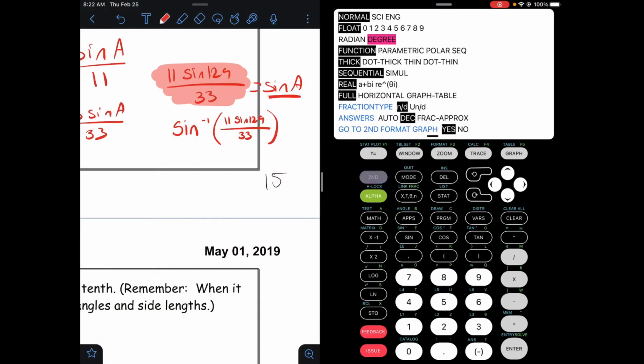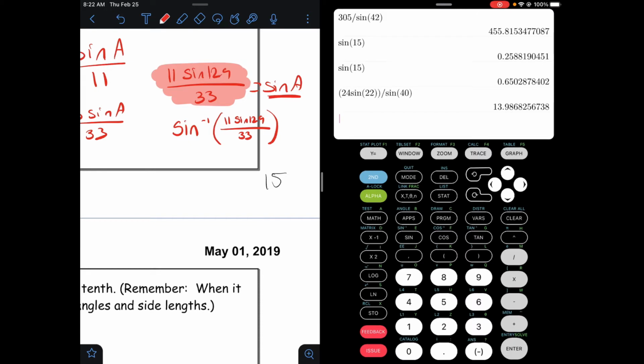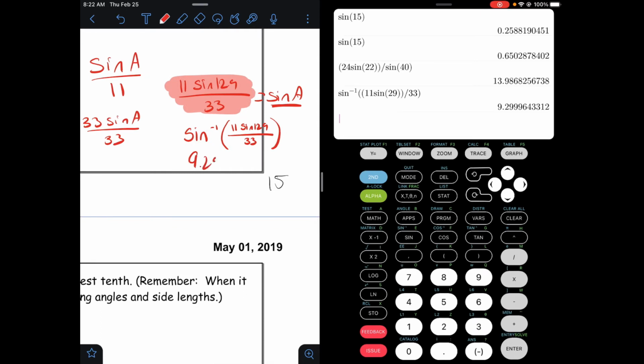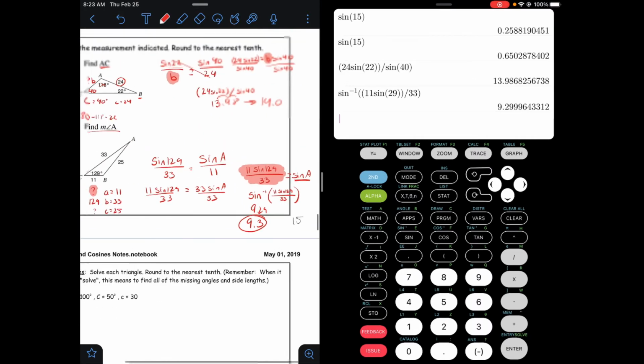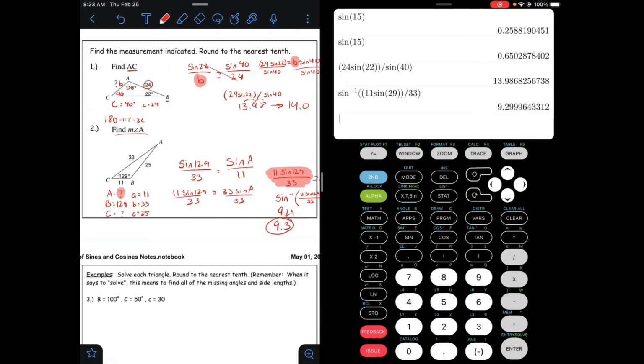Should make sure I'm in the right mode. Okay, yeah. All right, so we're going to do sine inverse of, and then our numerator, which is 11 sine of 129, divided by 33, close parenthesis, and I got 9.29, which is going to round us to 9.3. So that means that angle A is going to be 9.3. Cool.